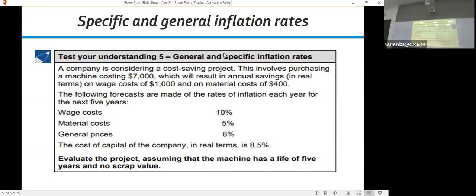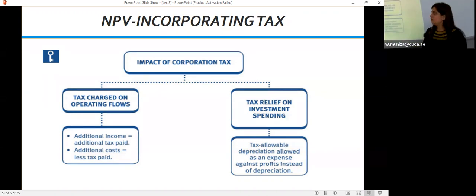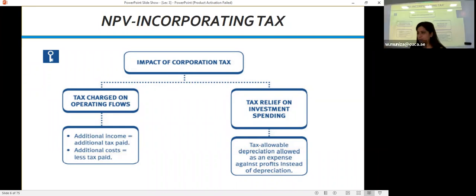Okay, now students, we are moving ahead step by step. We have started with the incorporation of inflation in the investment appraisal questions. Now we are going to see the impact of corporation tax on our investment appraisal. Whenever there is a corporation tax, the cash flows which we are considering in the investment appraisal are obviously going to carry tax implications for the company also. So we need to consider them.